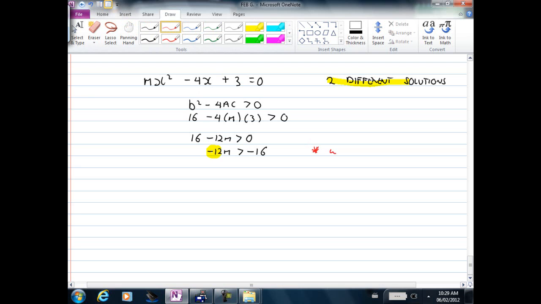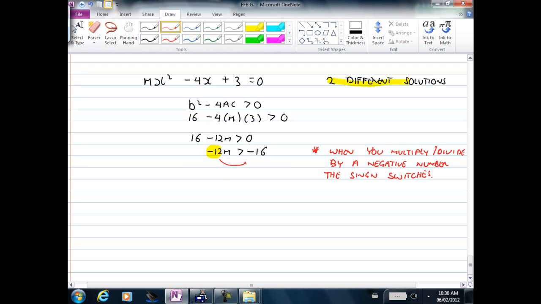When you multiply or divide by a negative number, the inequality sign switches. This is crucial. It only works if you're multiplying or dividing. See, I'm dividing this by negative 12.